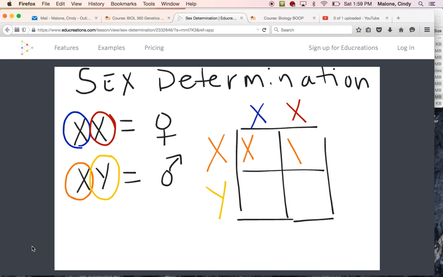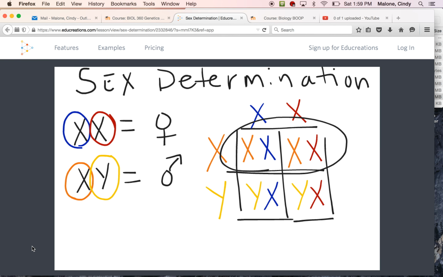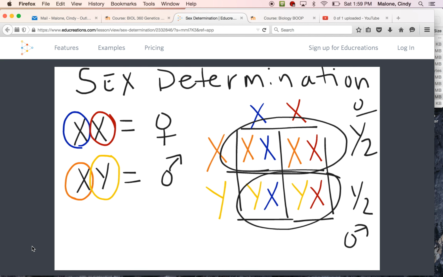We bring the X over, we bring the Y over, we bring the X down, we bring this X down. And what do we see? We see 1/2 the offspring have two X's, or are female. And the other half of the offspring have an X and a Y, and are male.